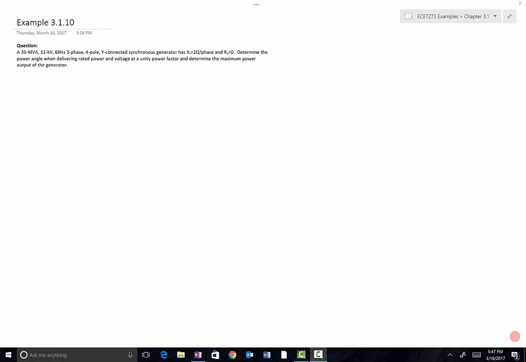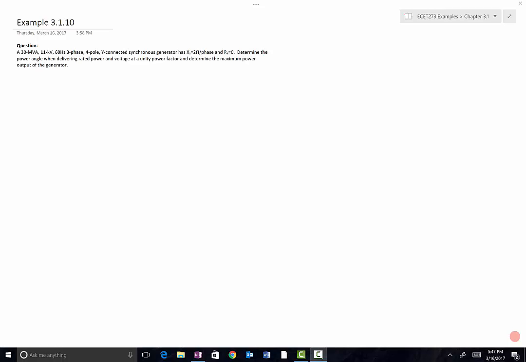Example 3.1.10. A 30 MVA, 11 kilovolt, 60 Hz, 3-phase, 4-pole, Y-connected synchronous generator has a synchronous reactance of 2 ohms per phase and an armature resistance of 0 ohms. Determine the power angle when delivering rated power and voltage at a unity power factor, and determine the maximum power output of the generator.